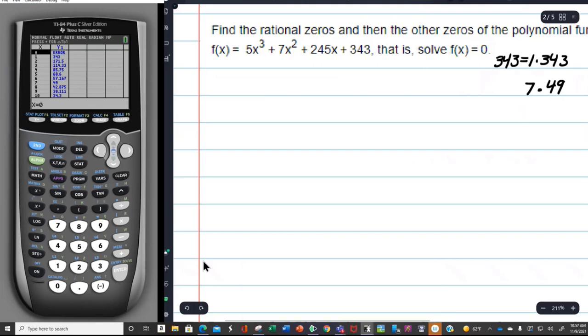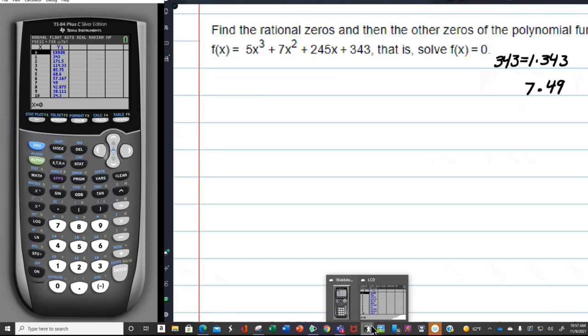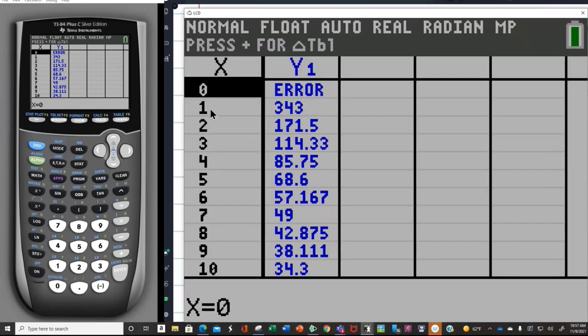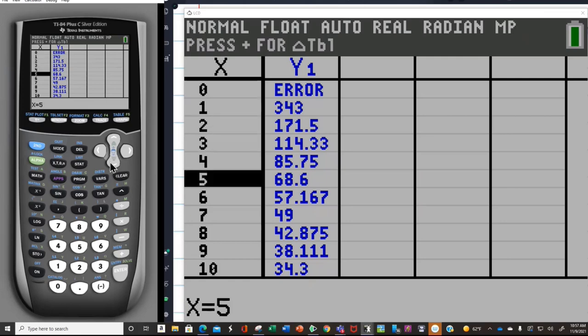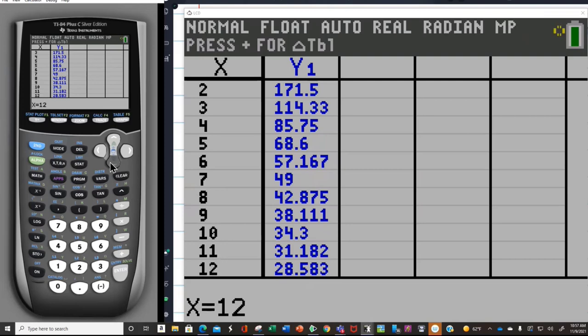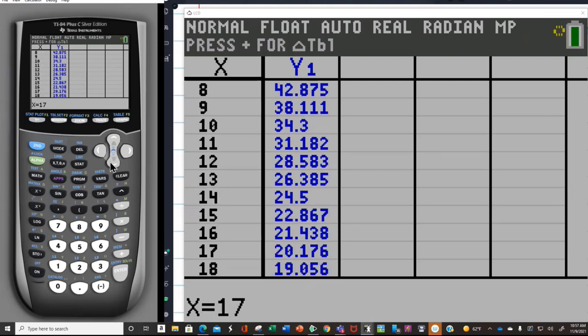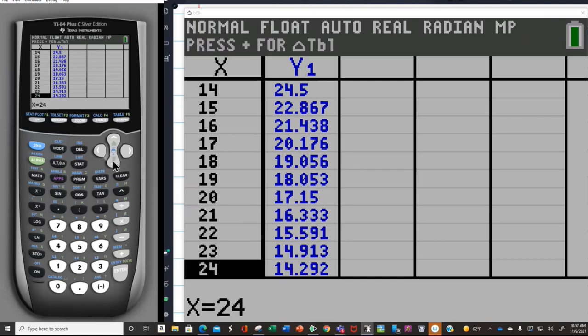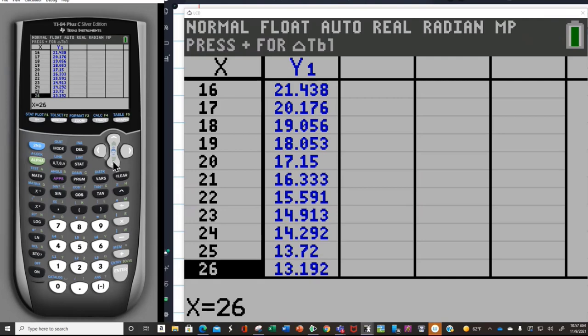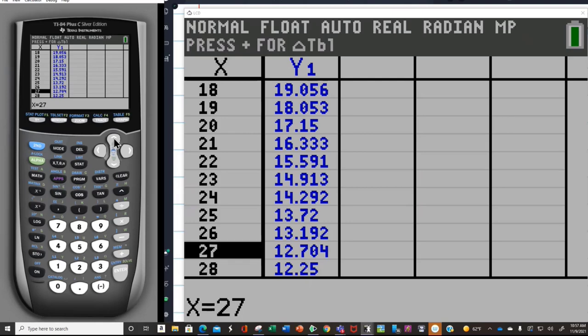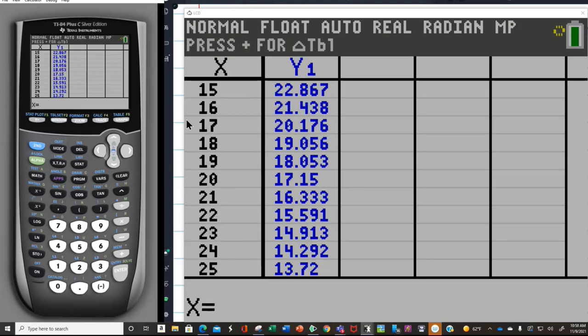And now, having lost my screen, I'll just have to write it out for you. There it is, right there. Okay, so 1 times 343, and then we've got a bunch of decimals. 7 times 49, and then decimals. I think that's all there is. Well, it can't be, because I know 14 will go into it. Won't it? No, I guess not. So those are going to be my only factors.